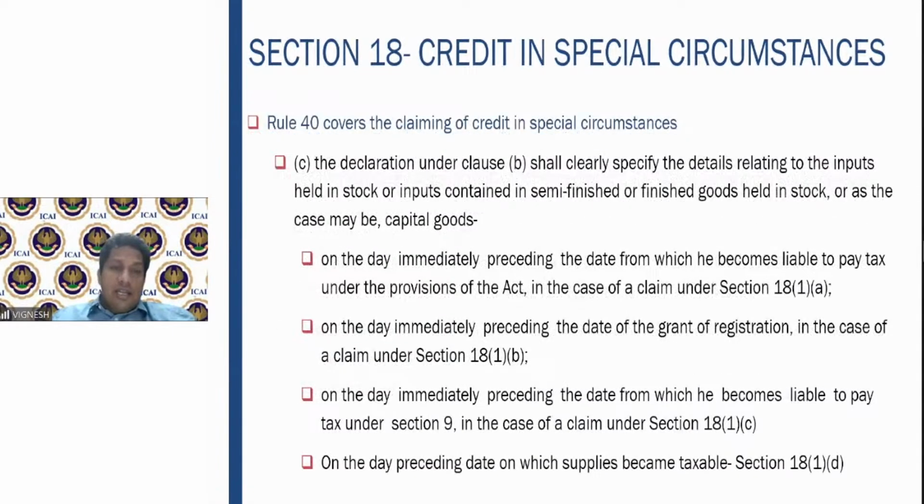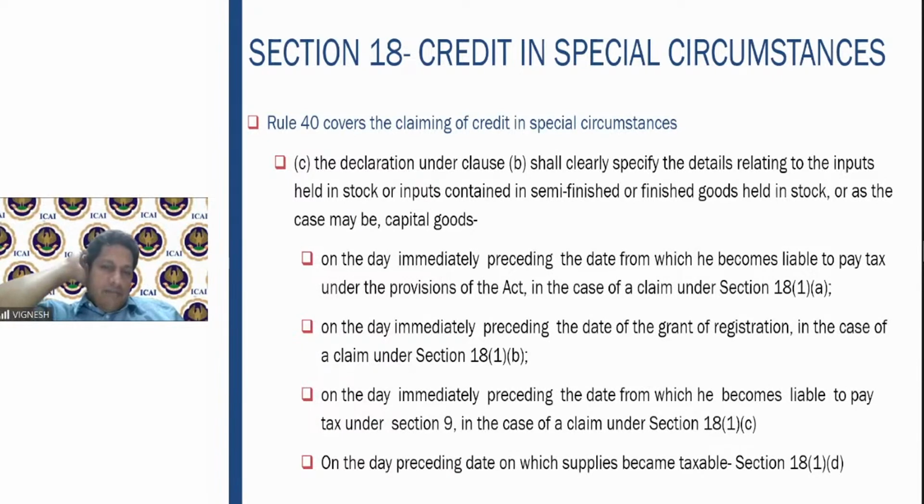What all shall the declaration specify? Whatever declaration you give under clause B shall specify the details relating to the inputs in stock, inputs in semi-finished or finished goods, or as the case may be, capital goods. Okay, all the details have to be clearly there. What is the date of the invoice? What is the value of the inputs? What is the GST paid on that?